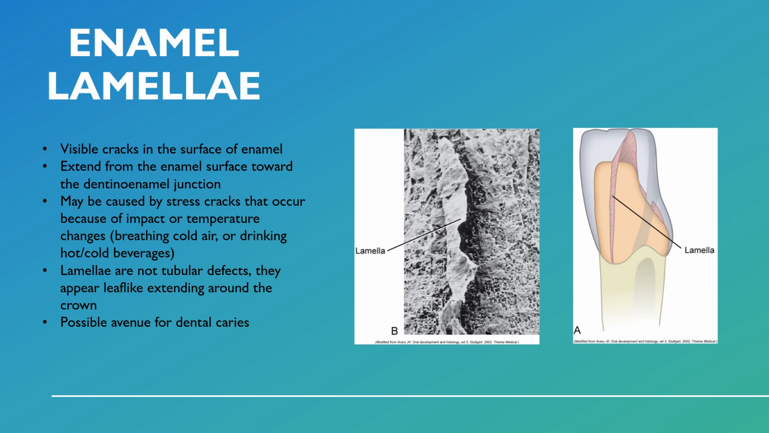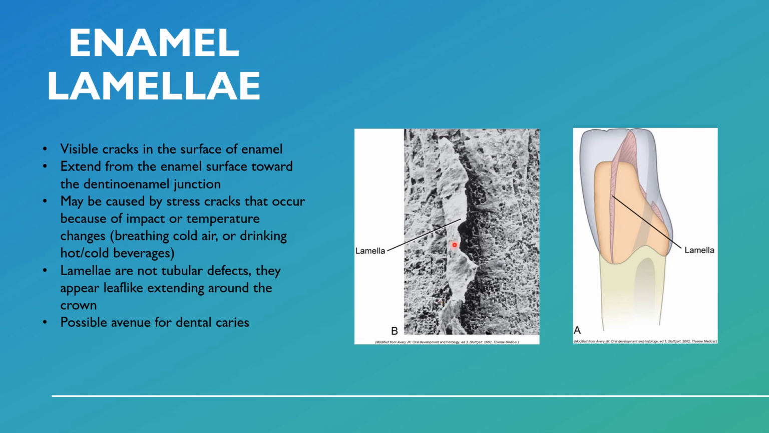Typically these are normal, and there's nothing wrong with having lamellae. They are a normal part of the growth and development of the teeth. But we do have to be careful. They can be little avenues for dental caries. They can be more susceptible to permeating substances, and they can cause a little bit of sensitivity too. Imagine things that are more acidic: they would be able to permeate into these lamellae.